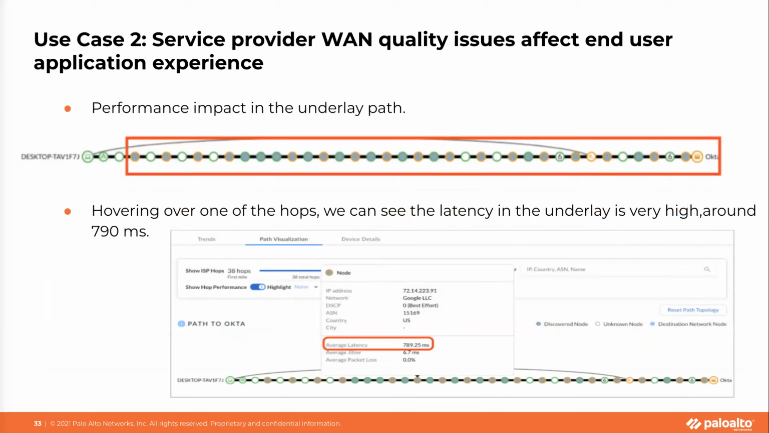The path visualization chart will also show, beyond the LAN, the application performance all the way to the end. The application is not entirely green and there's a lot of amber, indicating the performance impact is on the underlay path. You can hover the mouse on one of the hops and see that the underlay latency is very high, around 790 milliseconds. This clearly isolates the network performance issue to the internet underlay, and we can confirm that US West users are experiencing the problem.